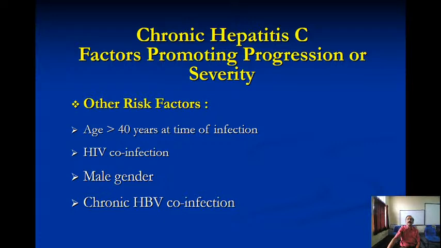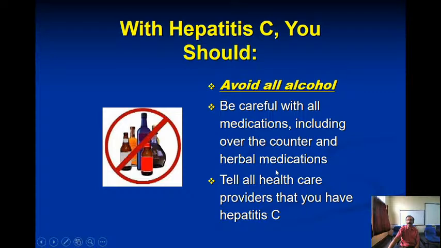What are the chances of progression of the disease? If the patient's age is more than 40 years, if he has got HIV co-infection, is male, or has got hepatitis B along with C, then the chances of progression are much more. Also, if a person has hepatitis C, one must ensure that he doesn't go in for herbal medications and does not go in for alcohol.